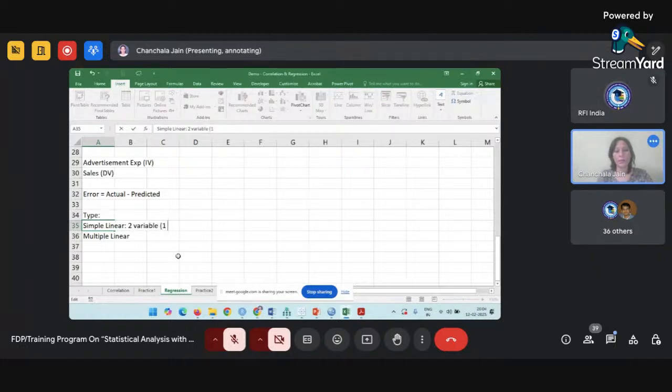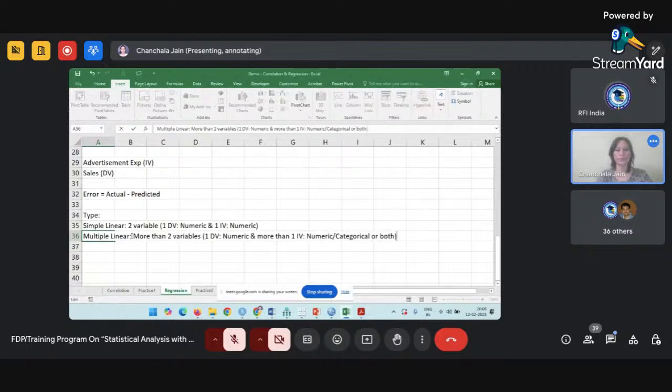That is one dependent variable, which will be numeric, and one independent variable, which will also be numeric or continuous, right? In case of multiple linear, the variables will share a linear relationship here, but we will have more than two variables. That is one dependent variable, which will be numeric, and more than one independent variable, which can be numeric or categorical or both, right? In both the cases, we will have only one dependent variable, and always the dependent variable will be numeric in case of linear regression.